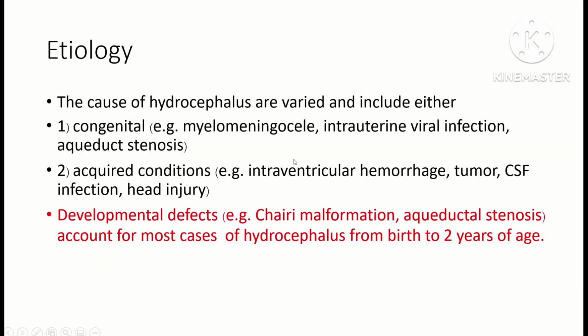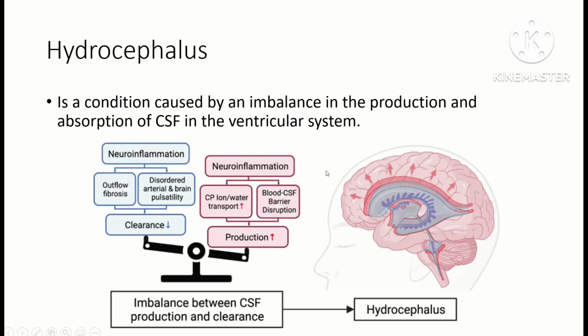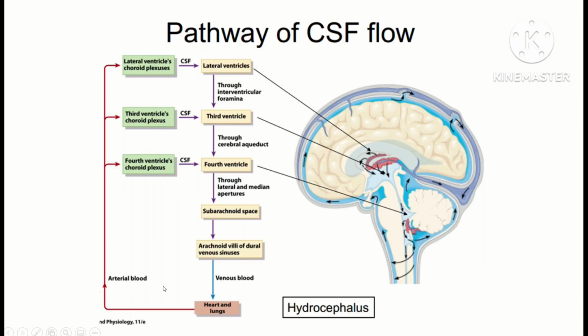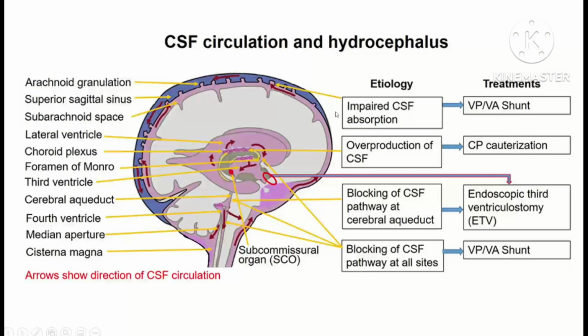Okay, next. If the production and absorption are abnormal like this, and some part is impaired, it makes hydrocephalus. This is a summary. Overproduction of CSF causes hydrocephalus, or impaired absorption makes hydrocephalus, or blocking of the CSF pathway at any site. Yeah, this is a summary.